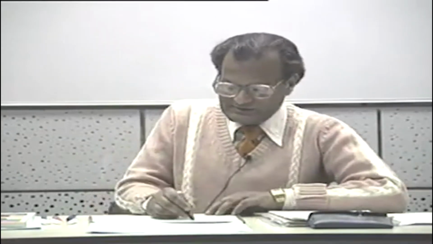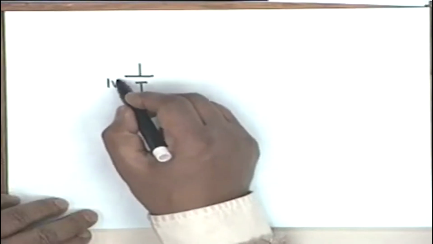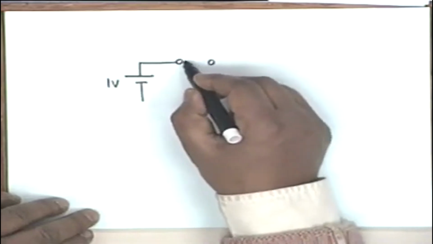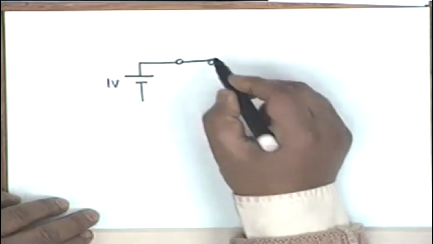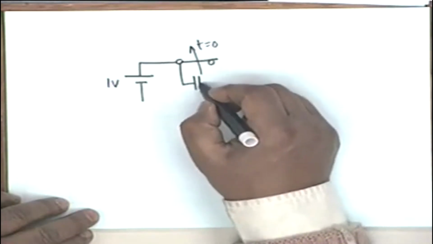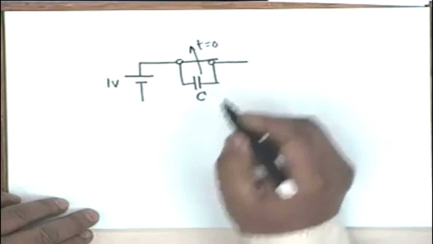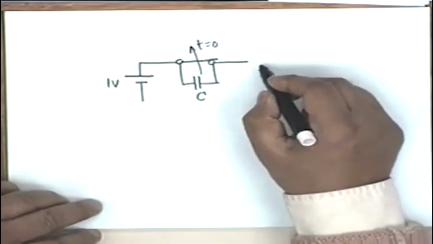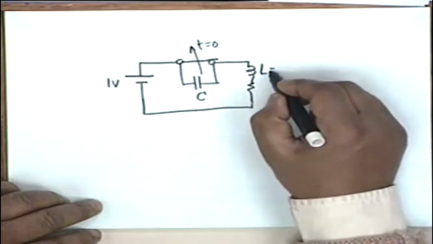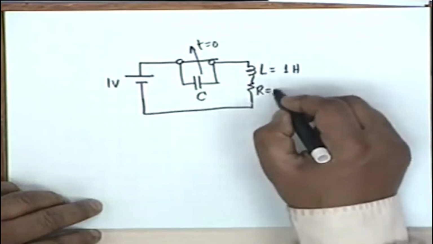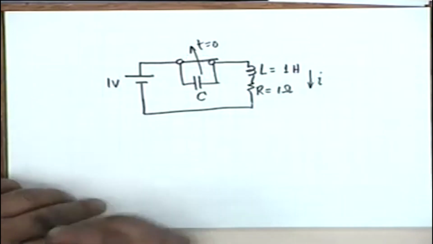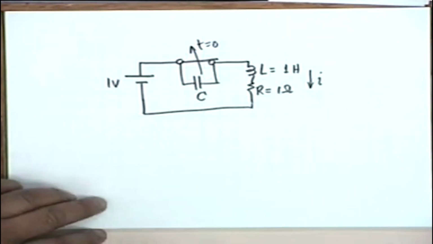Now let us look at a slightly tricky situation. We have a 1 volt battery, and there is a switch here which is opened at t equal to 0. This switch is shunted by a capacitor C. Then we have an inductance L and a resistance R, L equal to 1 Henry and R equal to 1 ohm. It is this current I that we are interested in, for t greater than or equal to 0 plus.